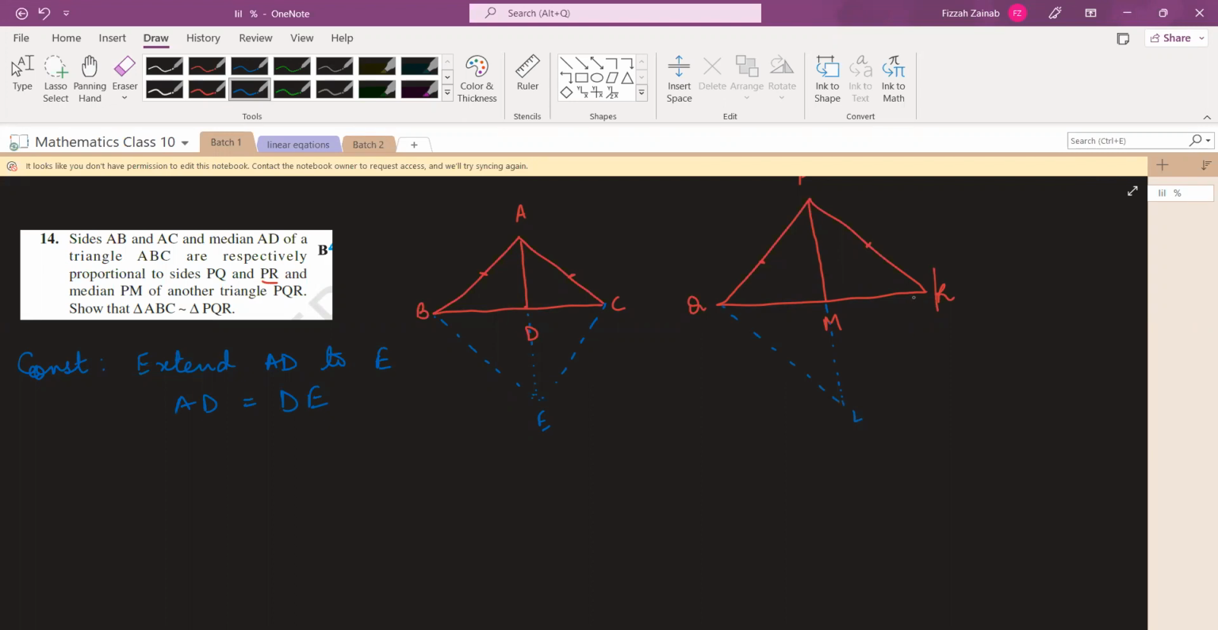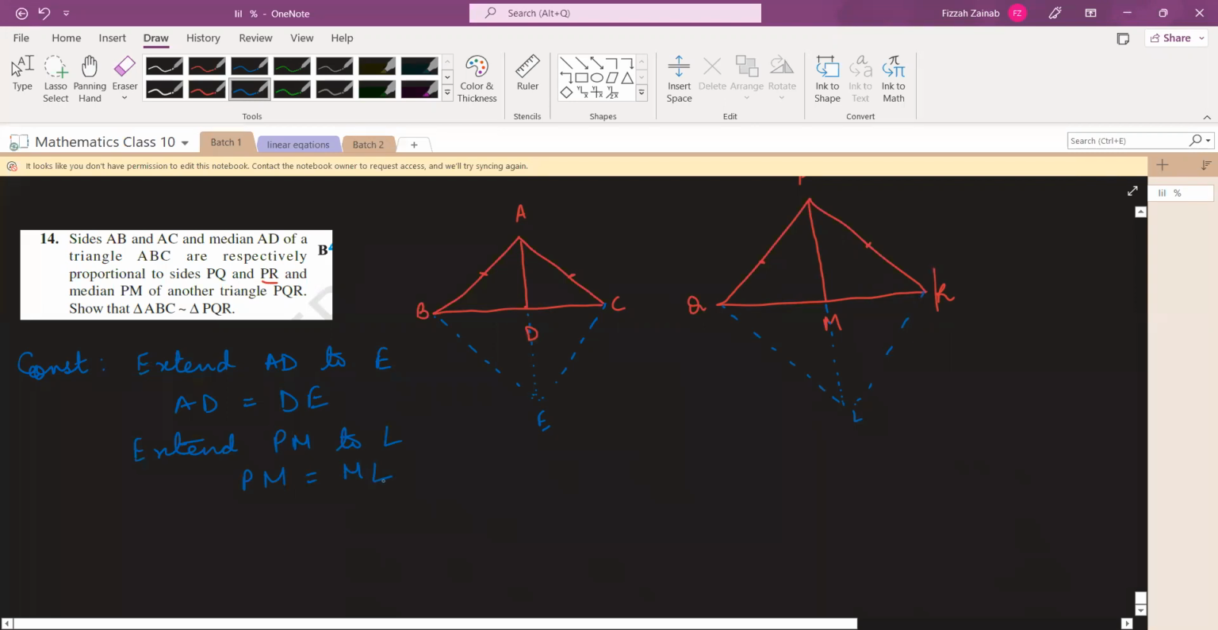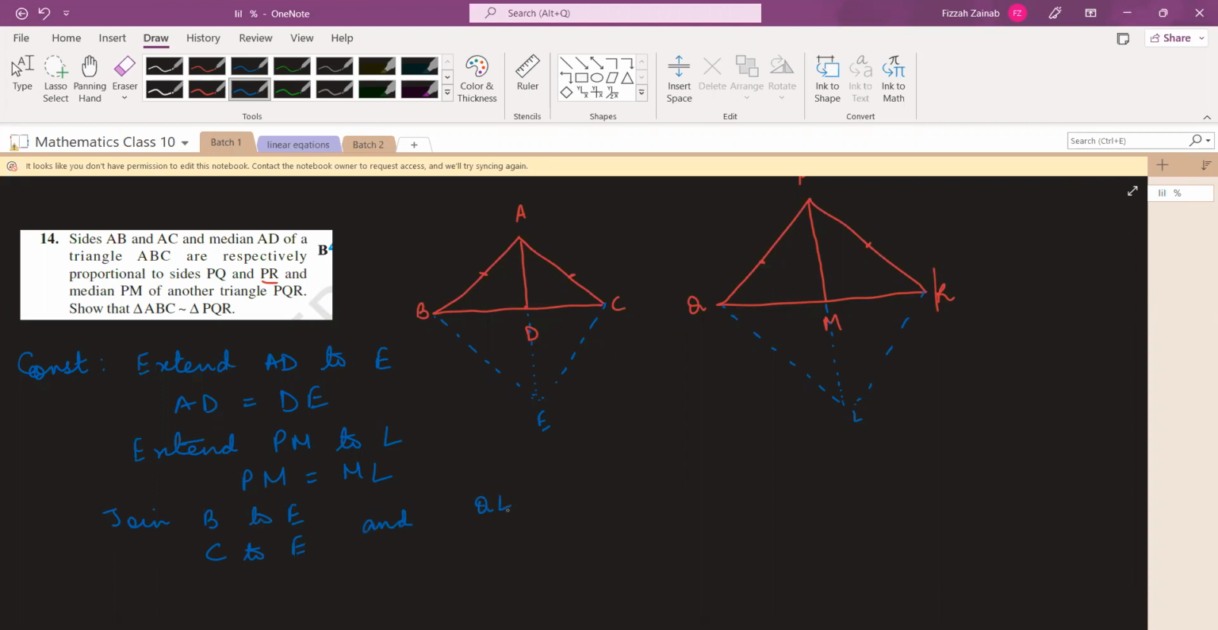Then you join it. And again, extend PM to L, such that PM is equal to ML. So this is how I'm doing my construction. Then I'm joining B to E, C to E, and Q to L, L to R. Getting it? This is your R here. So this is the construction I've done.